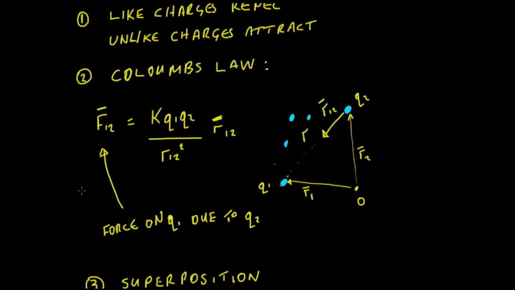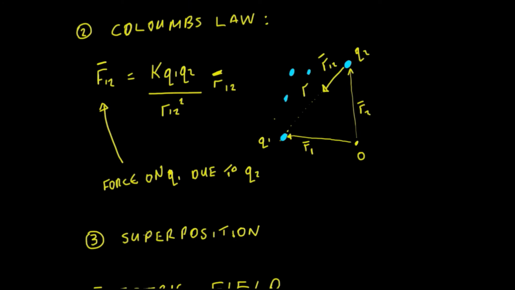Now, there's one other thing that we're interested in, and that's the idea of superposition. So if we were to bring in another lot of charges, in blue there, then we can work out the force on 1 due to 2, the force on 1 due to this one, and this one, and this one, and then we can add up those forces vectorially, and we can get the final force that Q1 would experience due to these other charges.